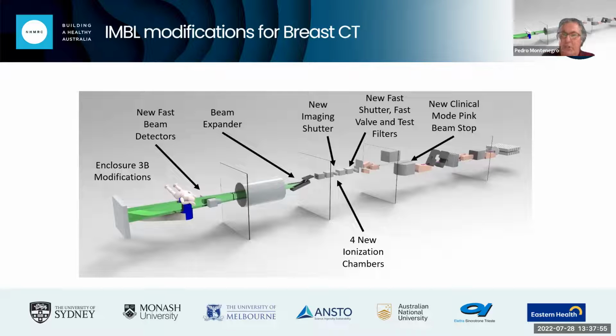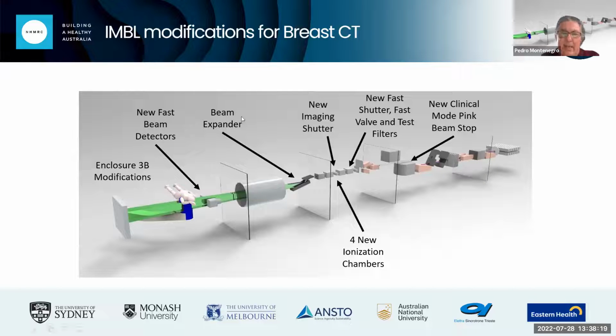And the new imaging shutter is the shutter that opens when the patient has reached the scan velocity. So we basically accelerate the patient. When we reach the scan velocity, we open the shutter and start to collect images. When we have our images, we close the shutter and stop reading the detector.